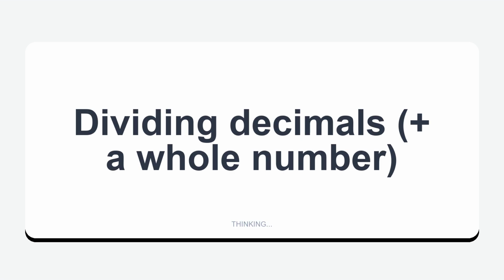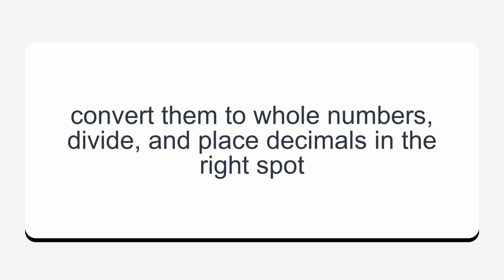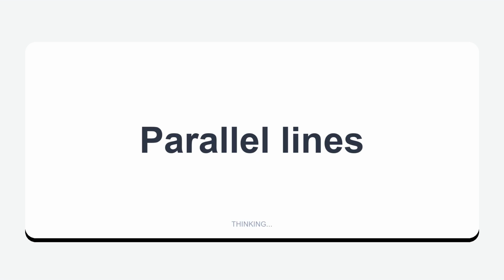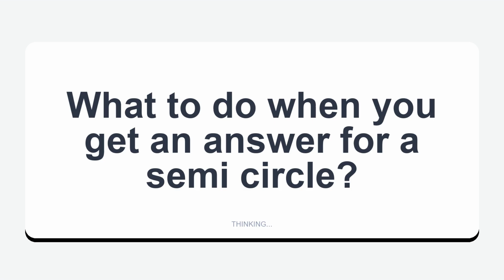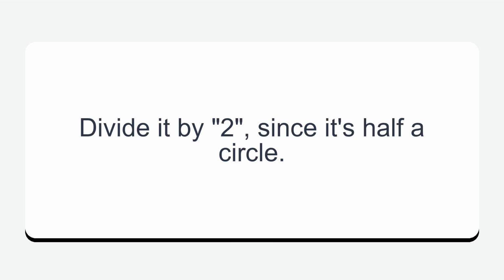Dividing decimals, plus a whole number. Convert them to whole numbers, divide, and place decimals in the right spot. Parallel lines. Lines in the same plane that never intersect. What to do when you get an answer for a semicircle? Divide it by 2, since it's half a circle.